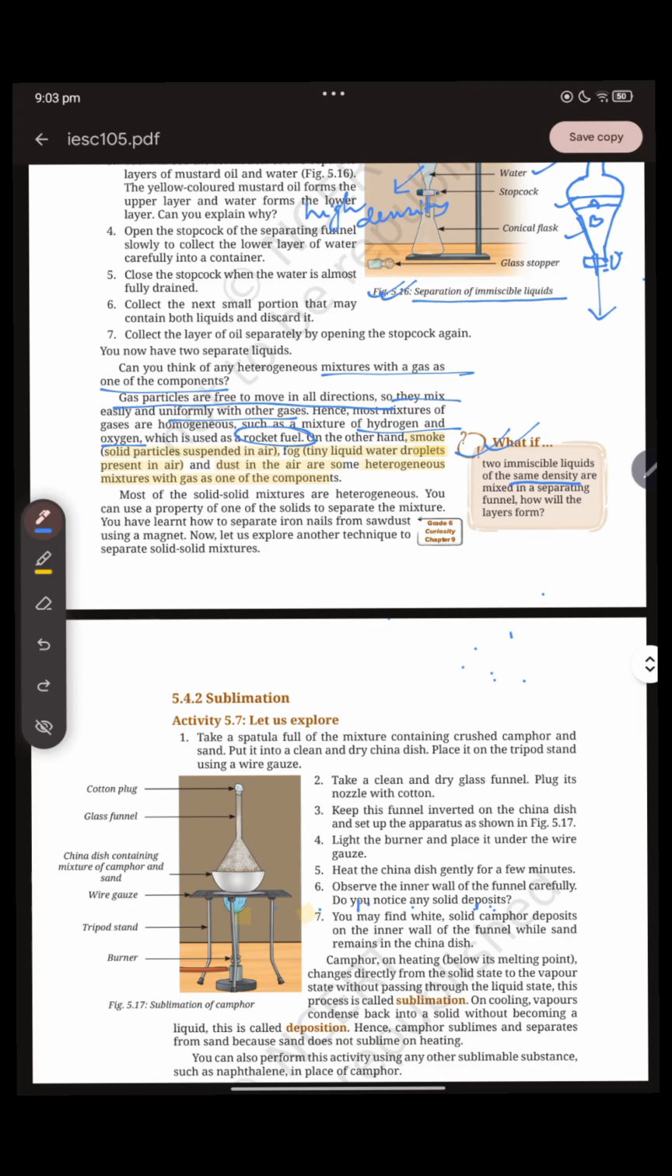Now, most solid-solid mixtures are heterogeneous. You can use a property of one of the solids to separate the mixture.